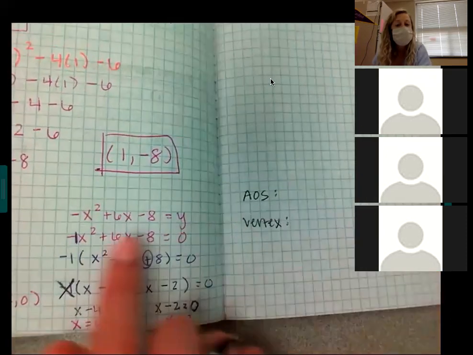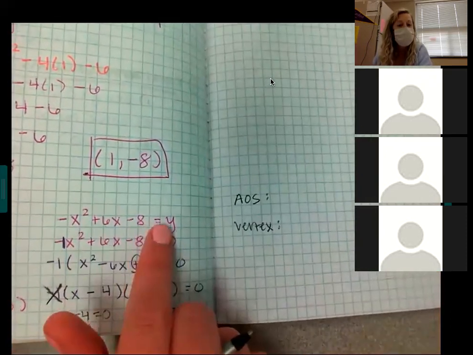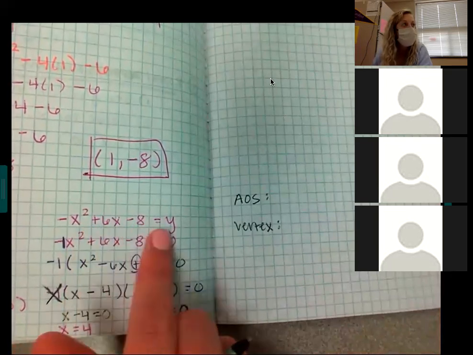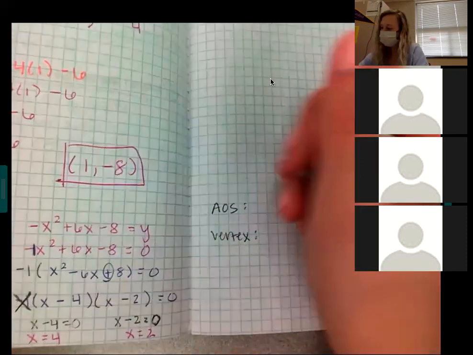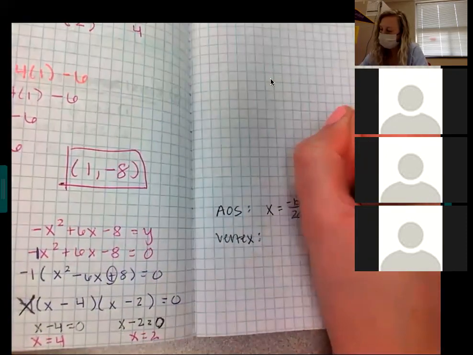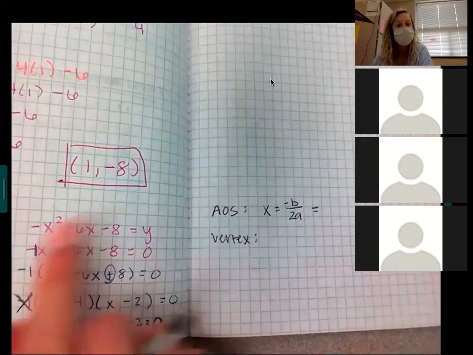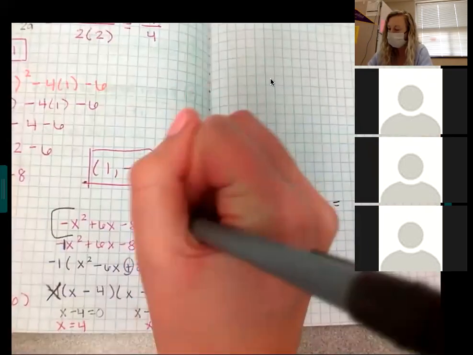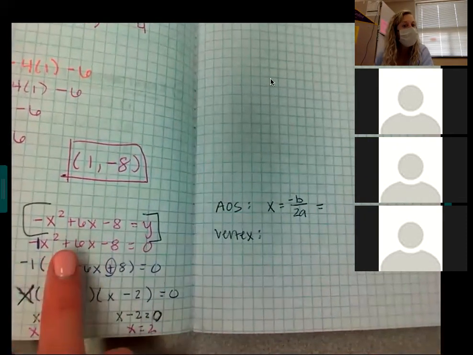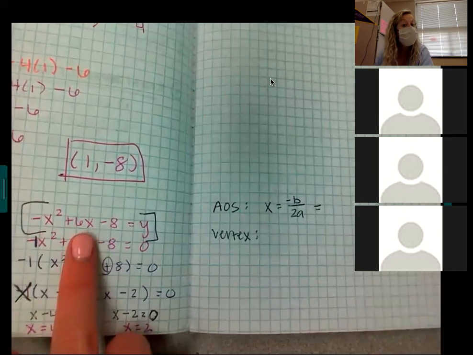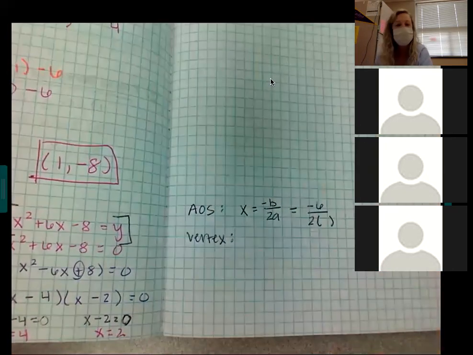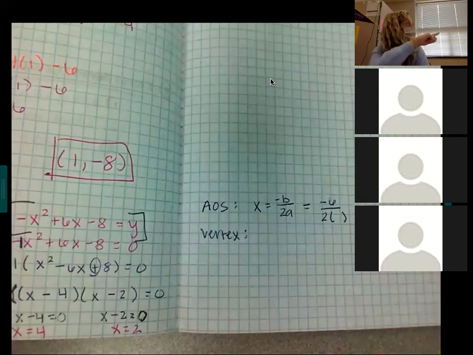The axis of symmetry, here's my equation right here. How do I find the axis of symmetry? What's my formula? X equals negative b over 2a. Very good. Here's your equation right here, I'm going to box it for y'all. What's the b value? 6. So I have negative 6 over 2 times what's the a value? Good, negative 1.